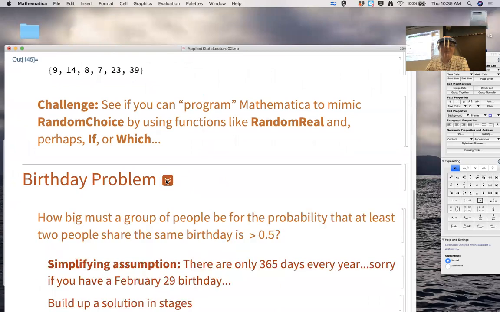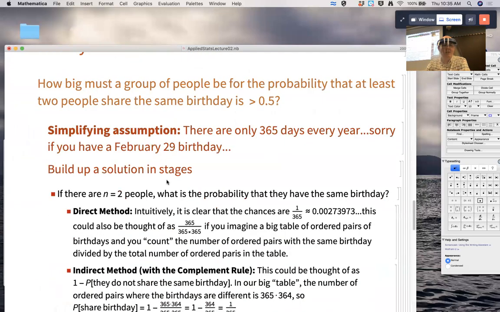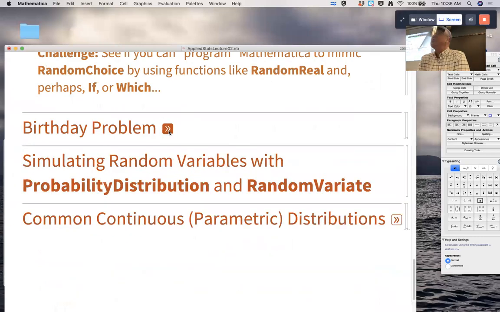I'm not going to explain what's in this section, but it's related to something called the birthday problem. Did you know that if you've got 23 people in a room, and you're wondering what the chances are that 2 people have the same birthday, it's about a 50-50 chance? Just 23 people. That should seem pretty amazing. There's a 50-50 chance that some pair of people have the same birthday.